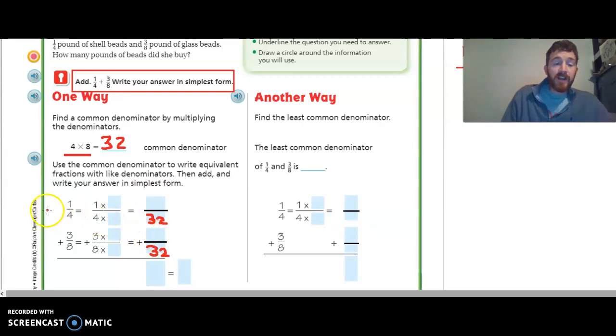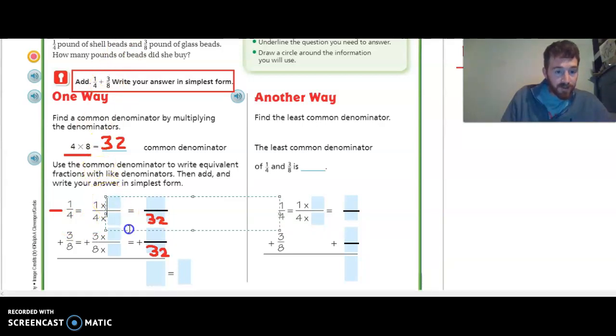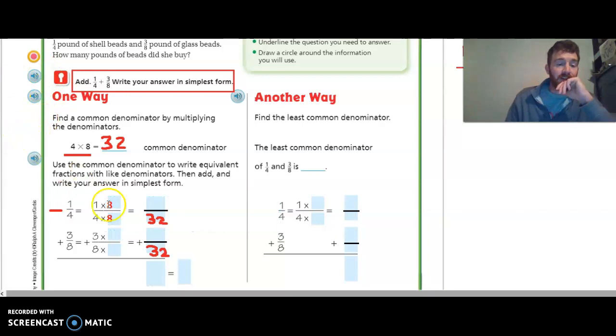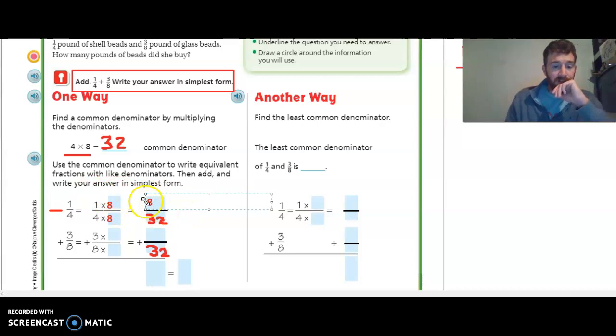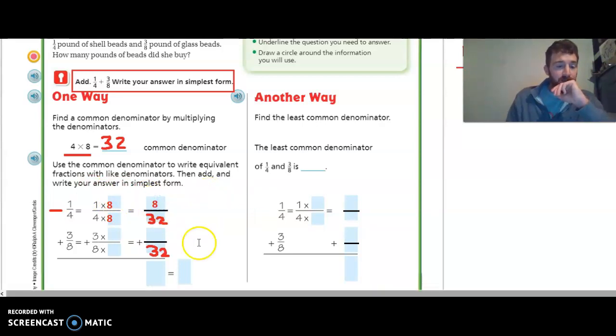Now we have to think, okay, I'm going to make an equivalent fraction. I'm going to take my 1/4 and make it into 32nds. How would I do that? Well, I would multiply by how much? 4 times what would give me 32? That would be 8. Okay, go ahead and put it in. So we multiply both by 8. That's going to give us a denominator of 32. So 4 times 8 is 32. 1 times 8, of course, would just be 8. So there's our one equivalent fraction, 8/32, or 8 32nds, I guess we could say.